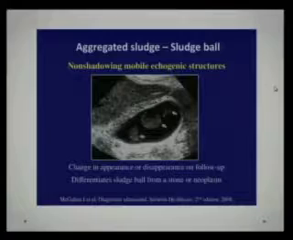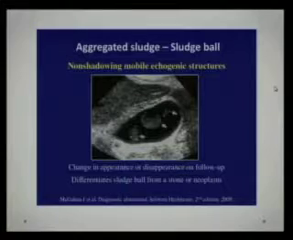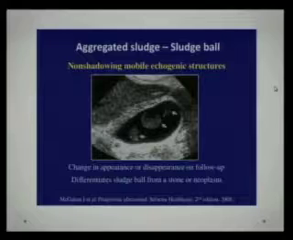Now we come to aggregated sludge, that is also known as a sludge ball. Sludge ball is nothing but non-shadowing, mobile echogenic structures. Remember the word mobile. It's important to identify and demonstrate mobility of sludge balls. Otherwise, on grayscale, there's really no way to tell this from a mass. I could call this a polyp, an adenoma of the gallbladder, or gallbladder carcinoma, who knows.